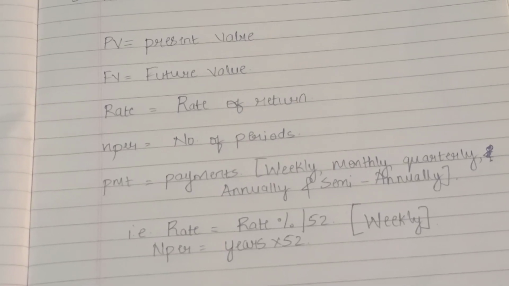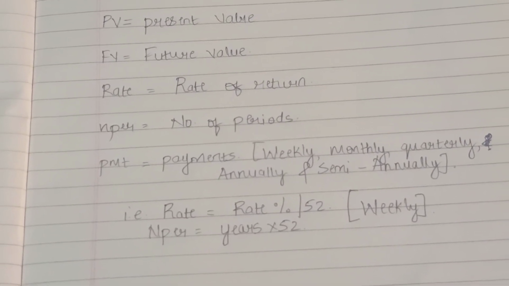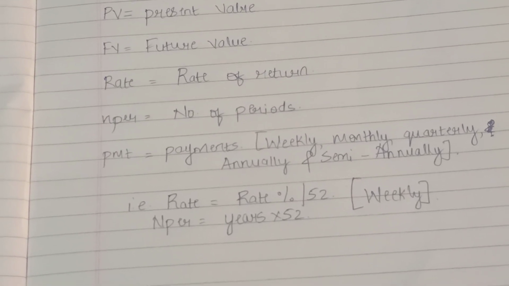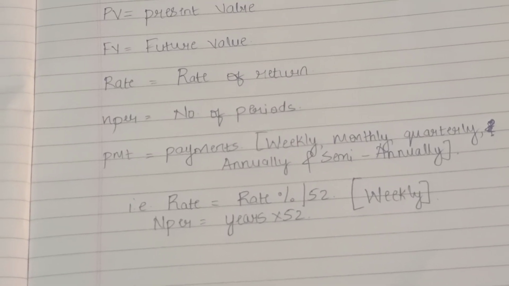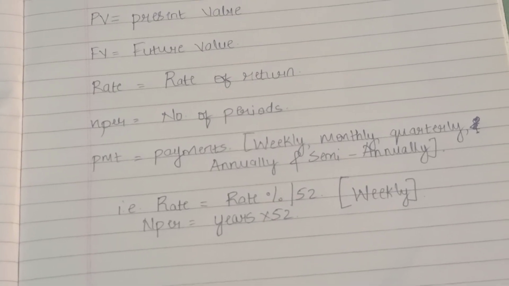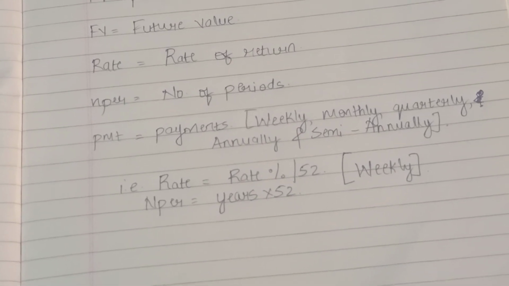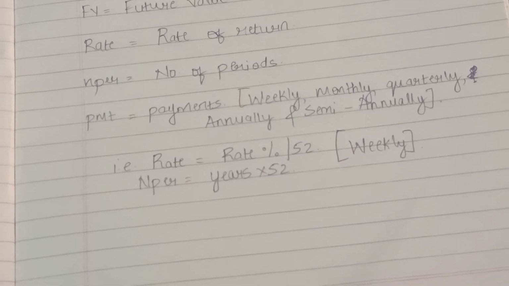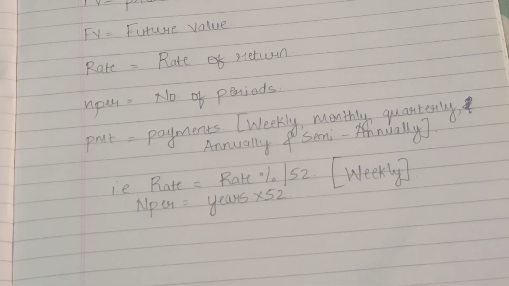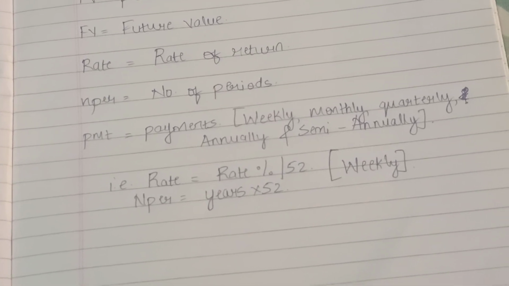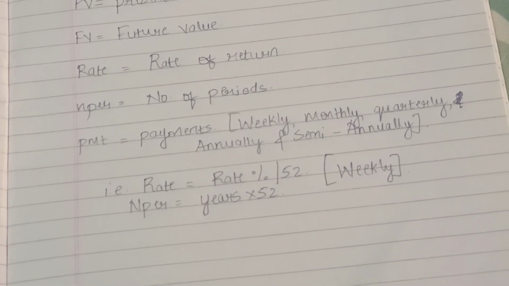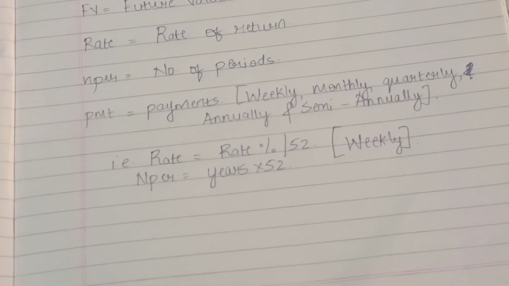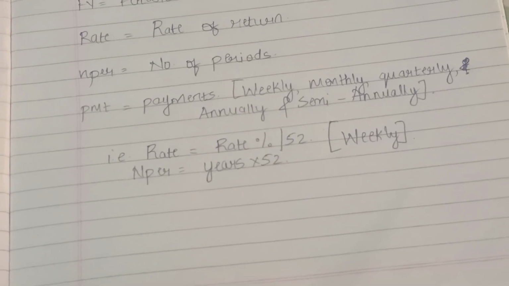If it is weekly, then you have to take rate percent divided by 52 and NPR should be years into 52 because you are finding it for weekly. Monthly will be divided by 12 into 12, quarterly will be 4, annually is 1 and semi-annually is 2. I have done in my previous video one question regarding PMT. So you can look at that question and you will understand what this means.